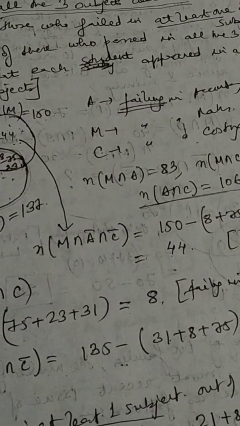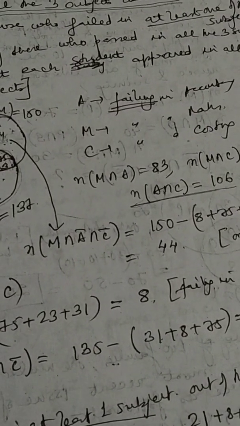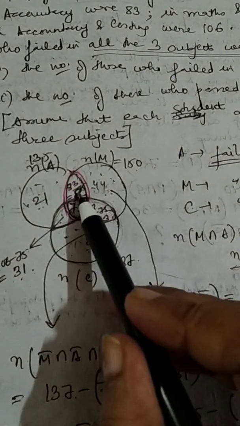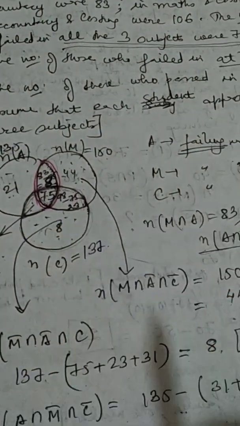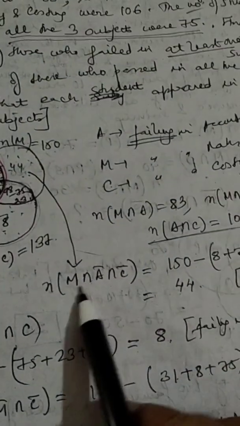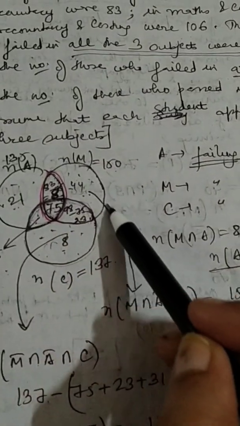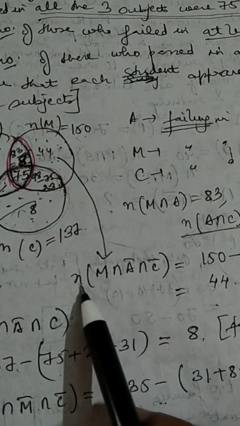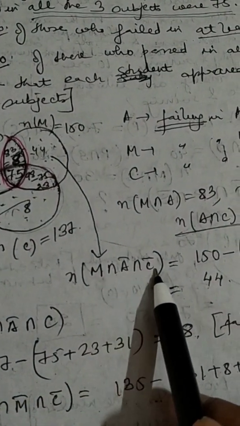Okay, this is what we have. We have already made the calculations. How much is this? 150 minus 8 plus 75 plus 23. Have I written somewhere? Yes, this is the region. I put an arrow over here, and this is what? Only maths. So symbolically I will write n of m, the rest is bar.